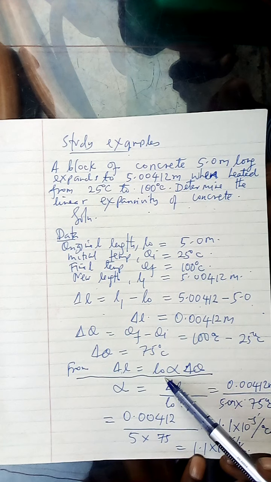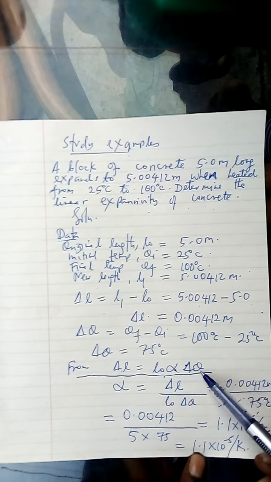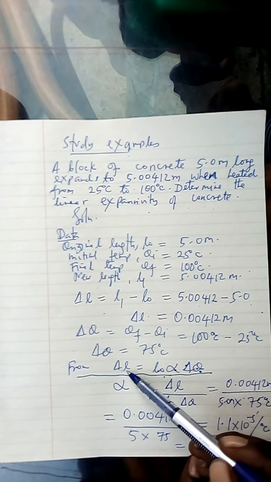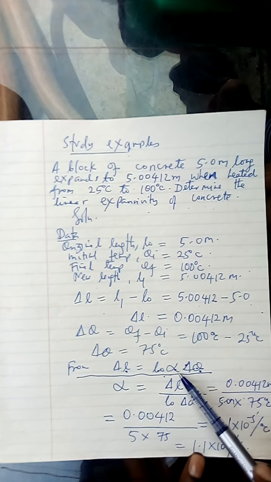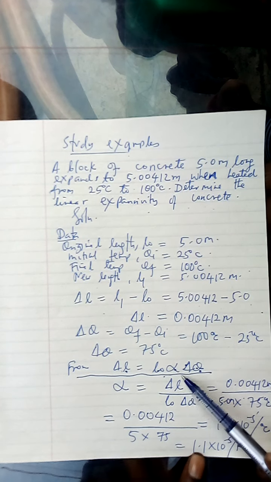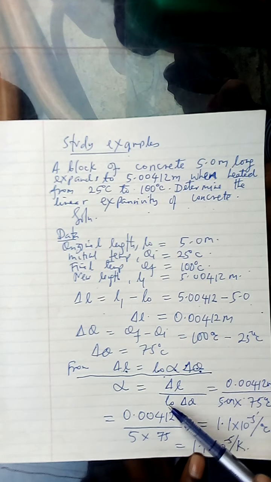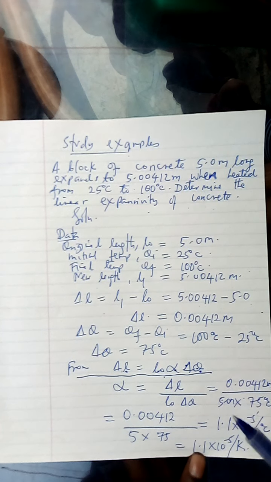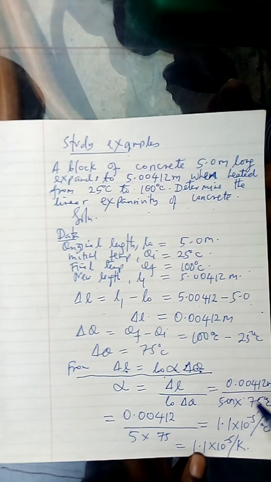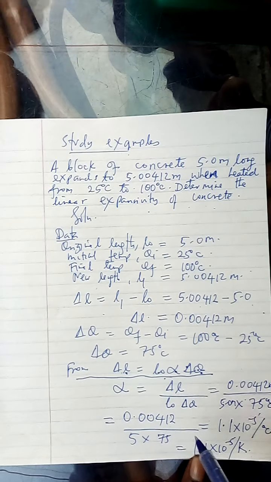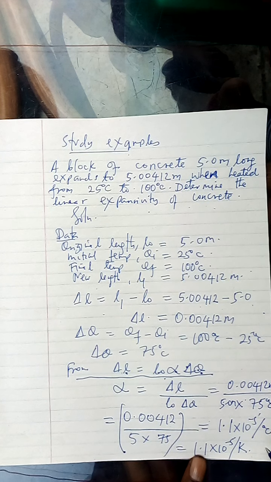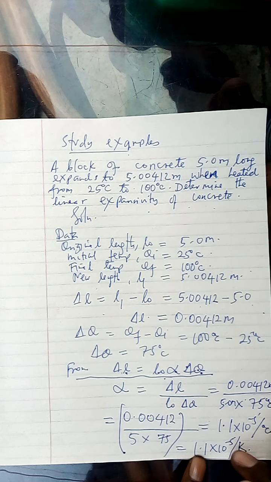But I told you this is very important: the change in length is equal to the original length times the linear expansivity times the change in temperature. We have the change in temperature, the original length and the change in length. Making linear expansivity the subject, it is equal to the change in length over the original length times the change in temperature. It is our task to substitute everything we've been given. Mathematically, it's all about multiplication and division. You find it is 1.1 times 10 power negative 5 per degree Celsius or per Kelvin.